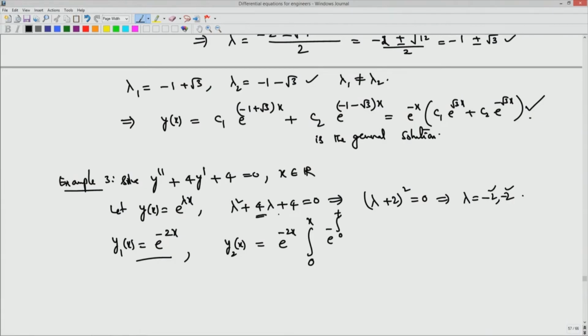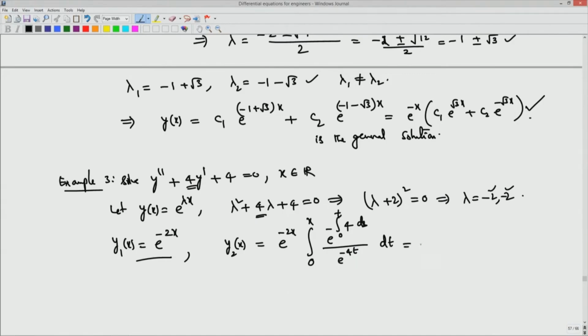dt divided by y1 of t square. P is 4 here. So, y1 of t is e power minus 2t, so the square is e power minus 4t. This is your second solution from the earlier formula.